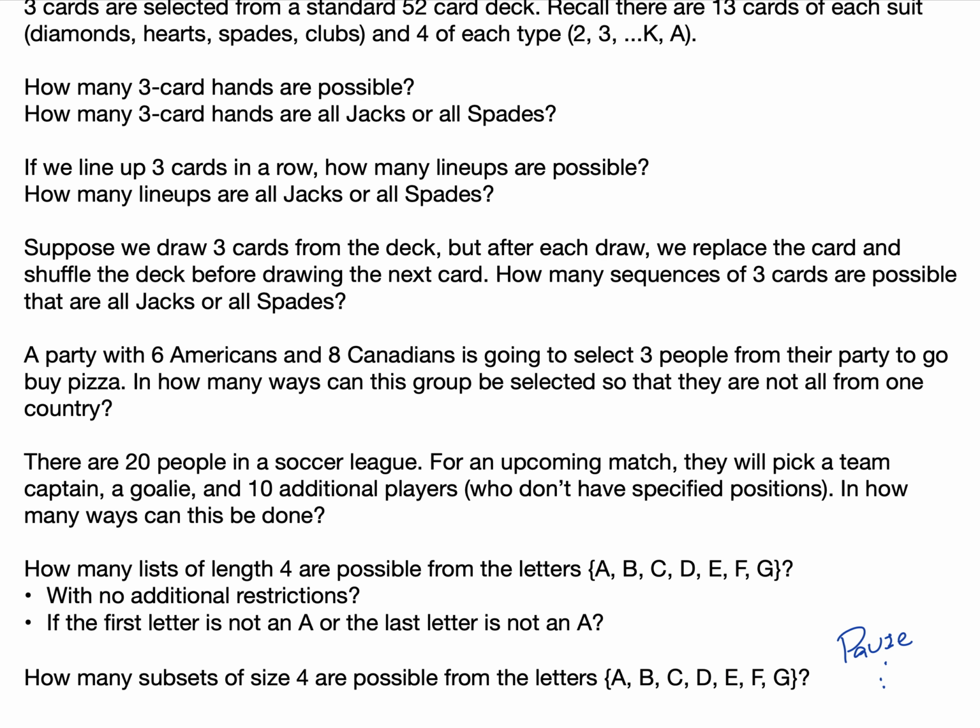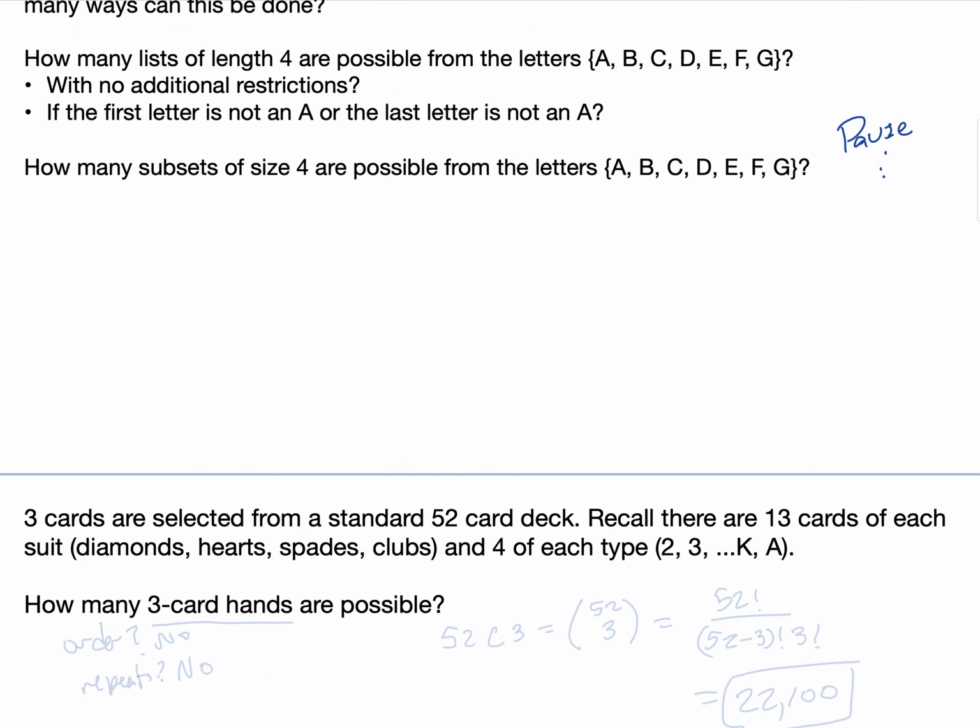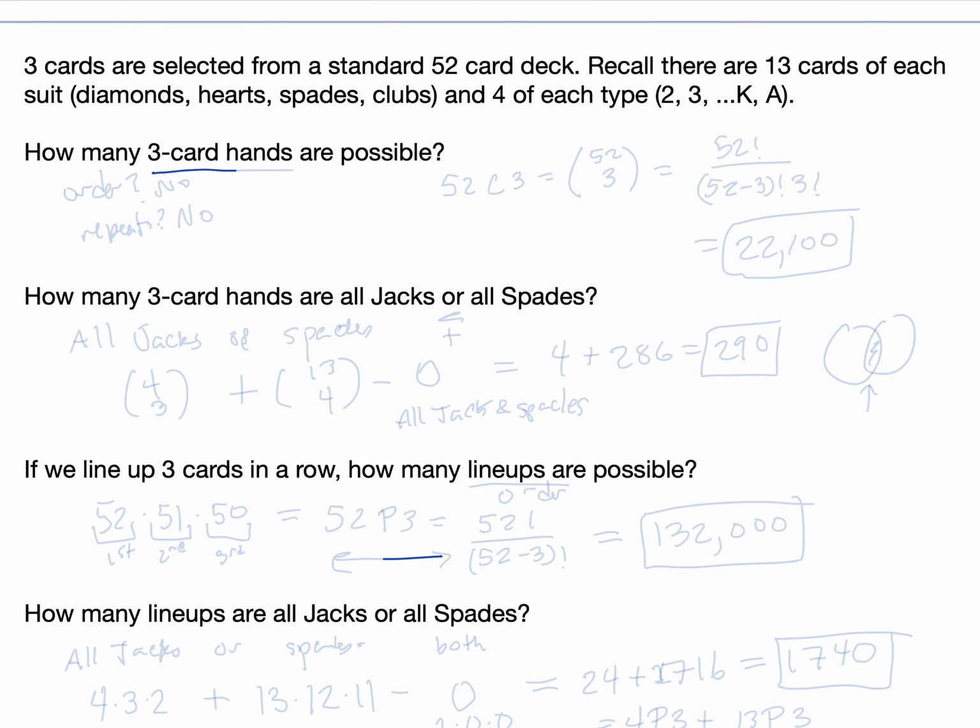Okay, so first, 3 cards are selected from a standard 52 card deck. How many 3 card hands are possible? So 3 card hands, we could ask ourselves, does the order matter here? And are repeats allowed? No, we've got these 3 cards in our hand. We can't repeat the same card, so no repeats, and no, the order doesn't matter. It's a 3 card hand. There's no order to it.